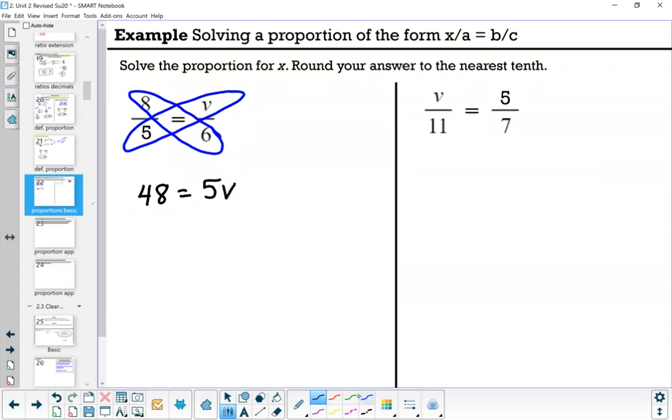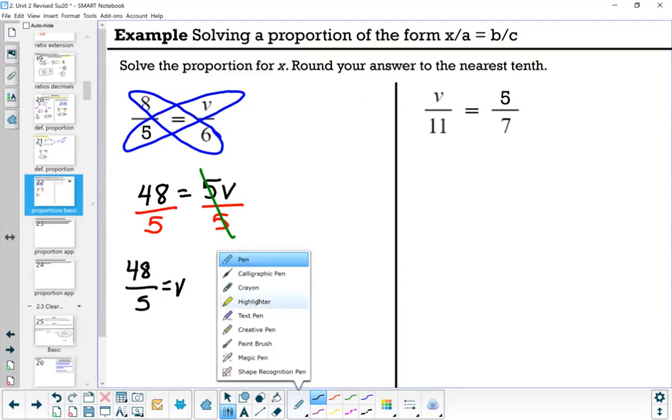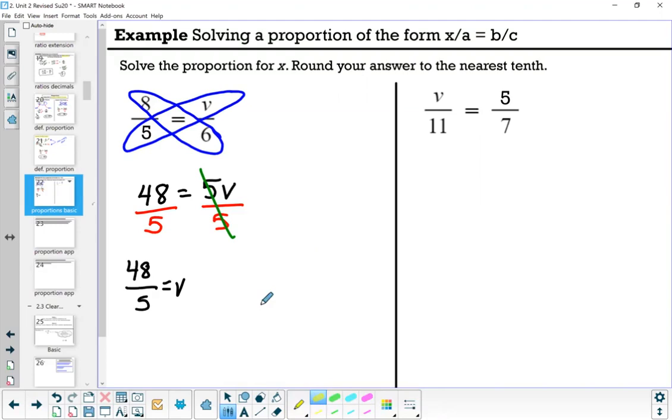Now, I want to separate the 5 from the V, and I need to do division. Divide by 5, divide by 5. So we have 48 over 5 equals V. Okay. Questions on that before I do the next step? Alrighty.